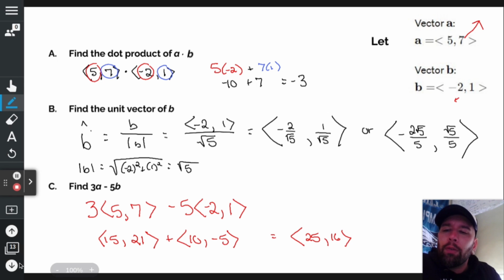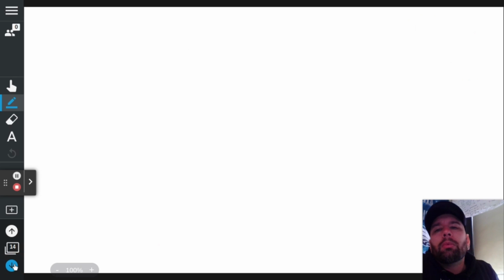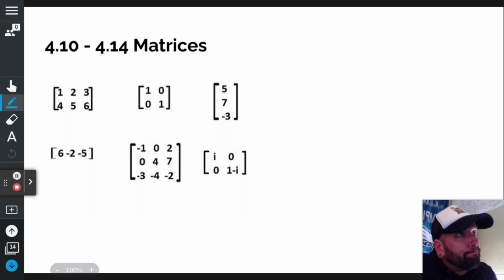I believe that's it for vectors. Yeah. This is the last part about Unit 4, and it's matrices. Okay, matrices. I love matrices. They're fun for me. I don't know what's wrong with me, but I enjoy them.